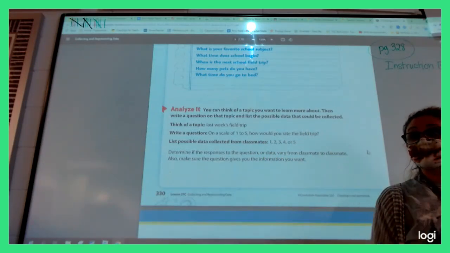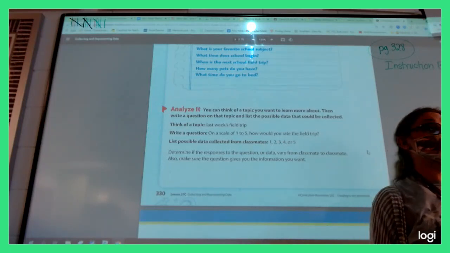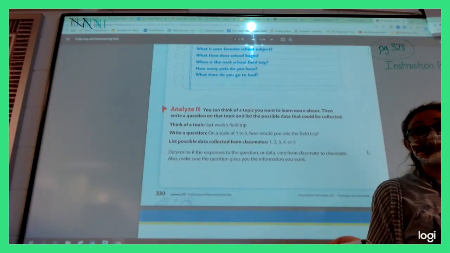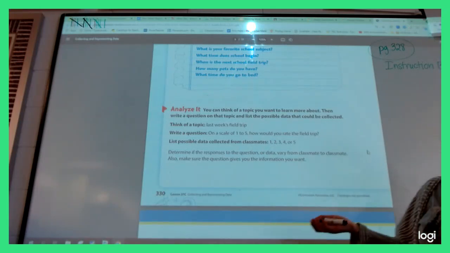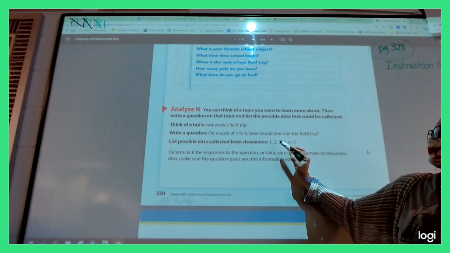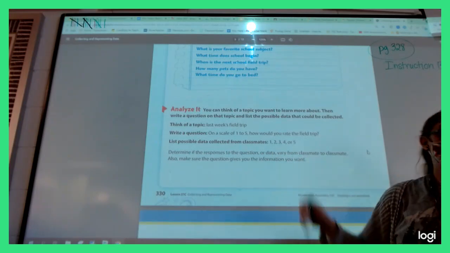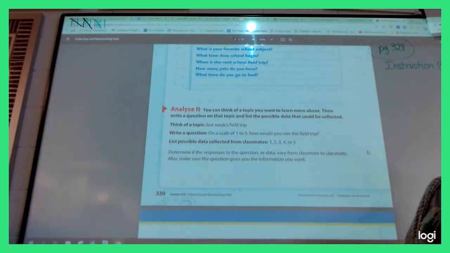No. Zoe? Yeah, they have to pick 1, 2, 3, 4, or 5, right? They have to. So if they hated the field trip, they could give it a 1. If they loved it, they could give it a 5. So the only possible answers are 1, 2, 3, 4, or 5, right? They can't pick every number on the planet.